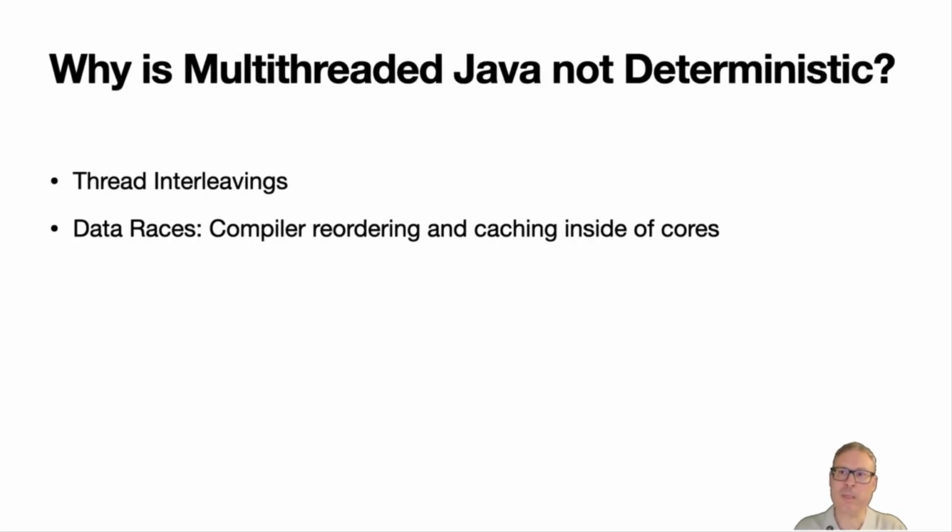But the problem is multi-threaded Java is not deterministic. So what is the reason why multi-threaded Java is not deterministic? The first thing is thread interleavings. Typically, the outcome of a multi-threaded program depends on the order the threads are executing the different statements. And the second problem is data races. If we have a data race, the compiler might reorder values, or the cache might cache values. So we have those two problems which make multi-threaded Java not deterministic.